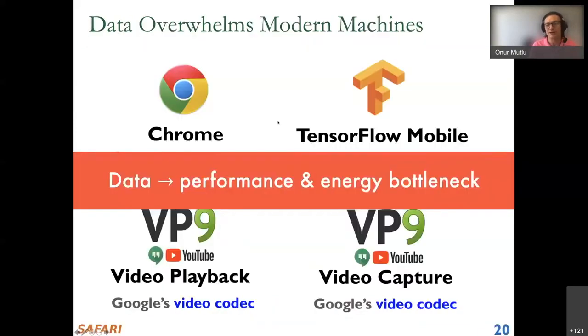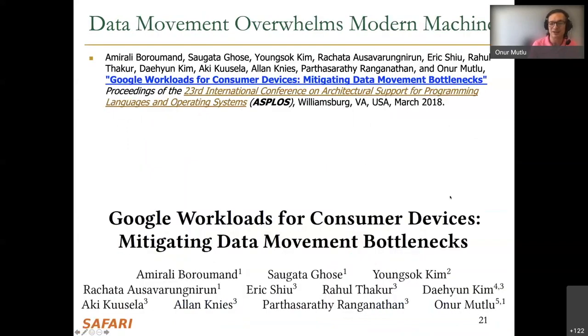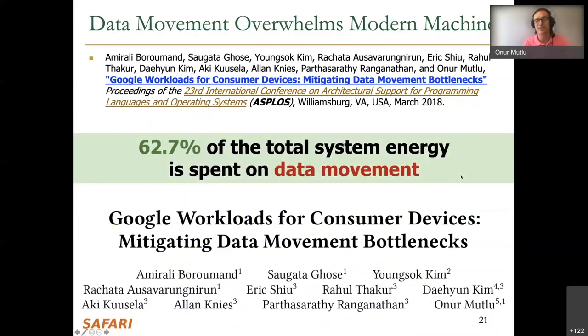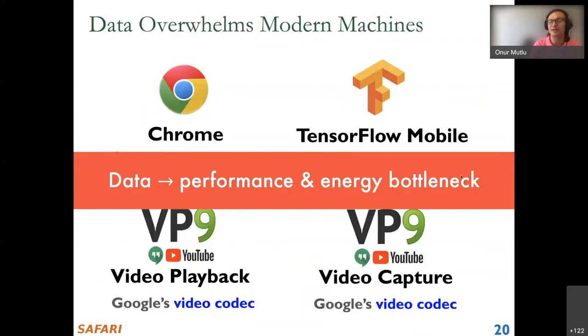Okay, so as a result, we have data coming up as a performance and energy bottleneck and overwhelming our machines. And this is one example we will get back to, but we did a study with Google a few years ago where we found that more than 60% of the total system energy is spent on data movement on important applications that I showed you in this particular slide, including machine learning, web browsing, video playback, and capture.